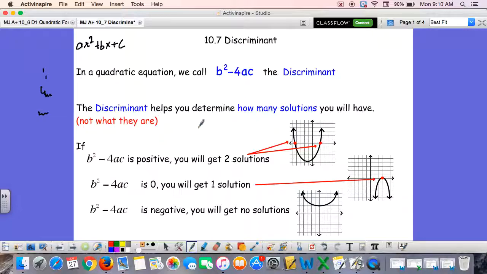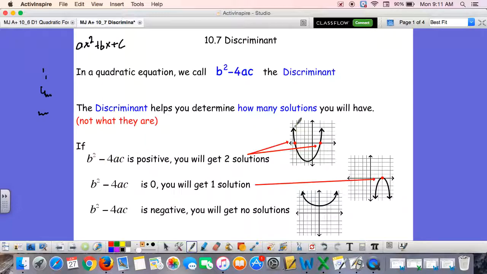The discriminant helps you determine how many solutions you'll have. It does not tell you what the solutions of a quadratic equation are, but it can help us know how many solutions we'll have. If you remember back to when we graphed quadratic equations, sometimes we had two roots. If we have two roots or two zeros, that would make the discriminant positive. So if b squared minus 4ac is positive, you will always get two solutions.